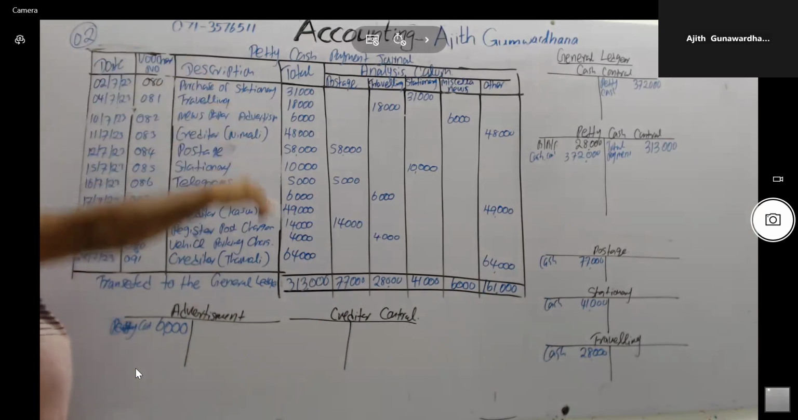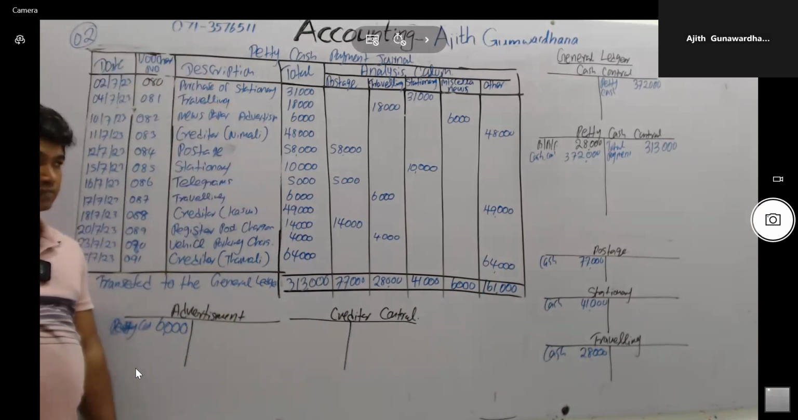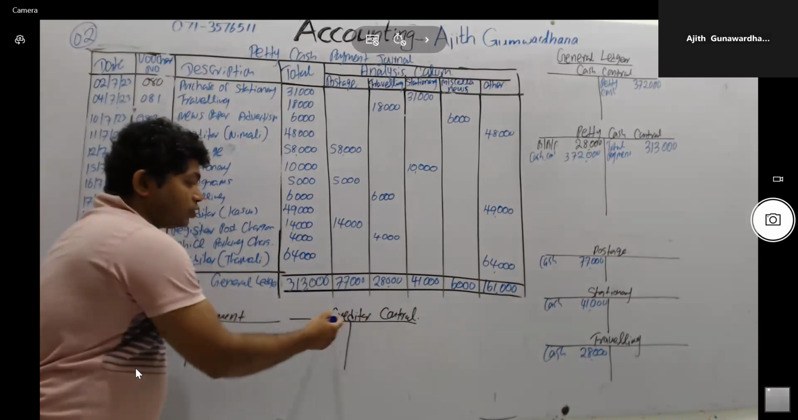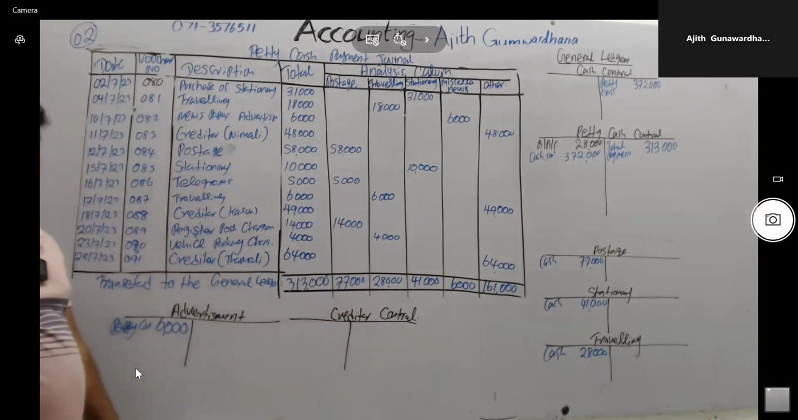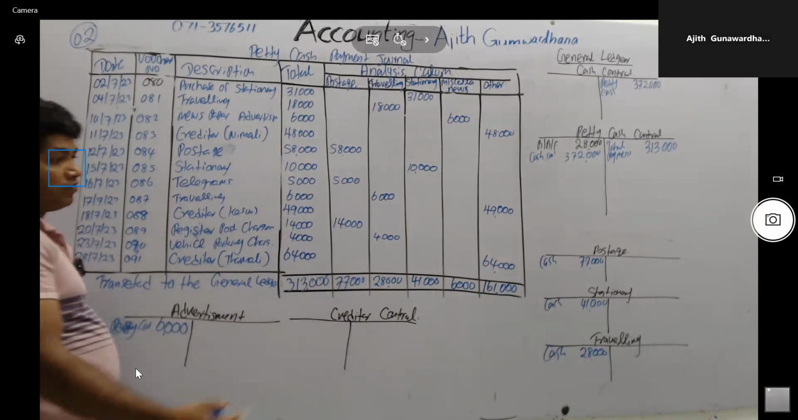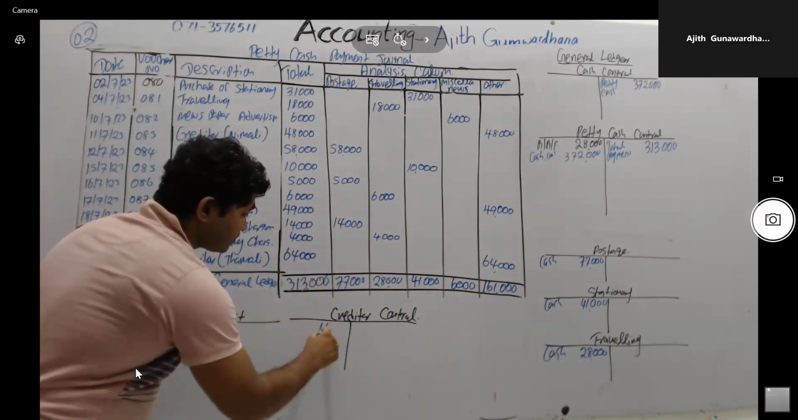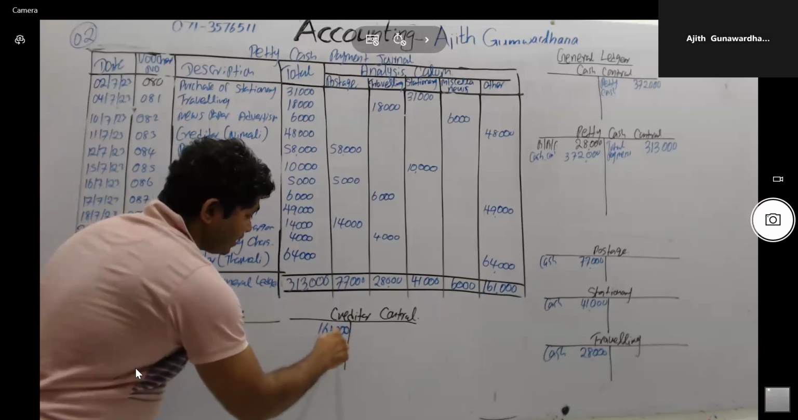And think about the other column, available for payments to creditors. If there are many creditors, they are available in the general ledger, so you have to prepare creditor control accounts. There is no need to prepare individual creditors' accounts. Think value equal 161,000 total value. Creditor control account debit.